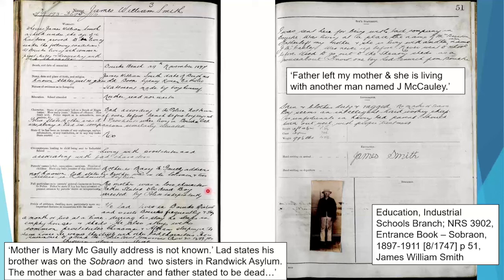Boy arrested by police independently. So a bit more about him and how his life was over there. And then he states that his father had left his mother and she was living with another man named J. Macaulay. And we get a physical description of him here. So mum's not around. Mum's living with someone called Macaulay. The sisters are in care. The other brother's in care. So it's not a great picture, but we do hope that James was the better for being in the Sabran, and it helped him to lead a better life later on.